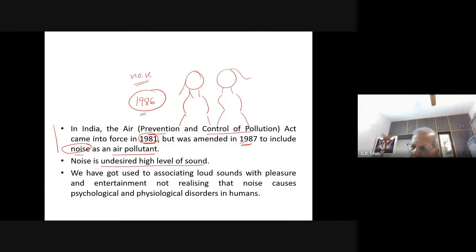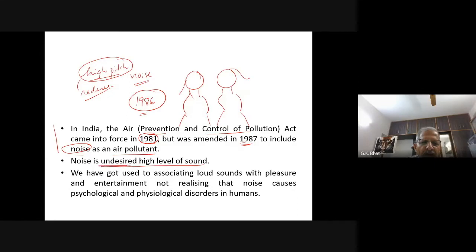But is it not that, Kanisa, you were playing music in high pitch, and at that time your mother asked you, hey, how loudly you are playing? Reduce the volume. Am I right, Kanisa? Yes, sir. So this is how I know telepathy. So this is also noise. So noise is a relative term. Noise is an undesired high level of sound.